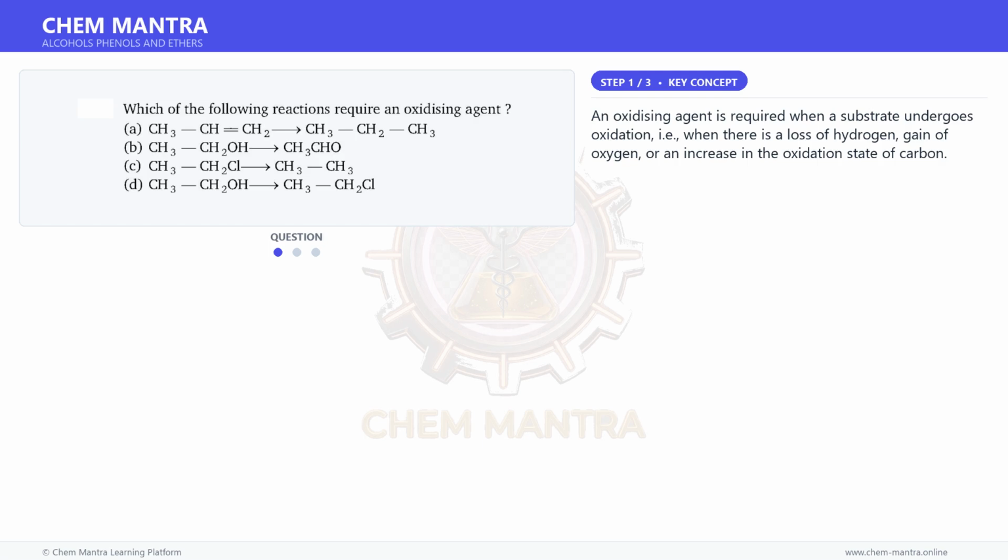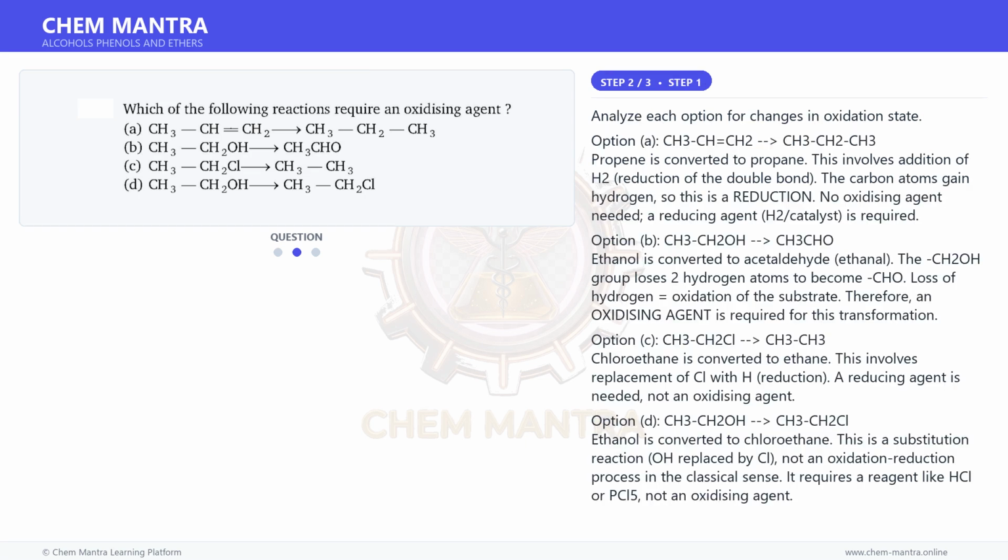An oxidizing agent is required when a substrate undergoes oxidation, i.e., when there is a loss of hydrogen, gain of oxygen, or an increase in the oxidation state of carbon. Moving on to the next step. Analyze each option for changes in oxidation state.